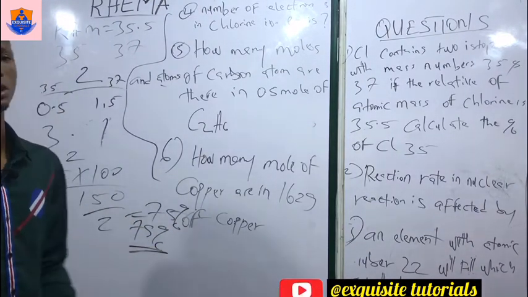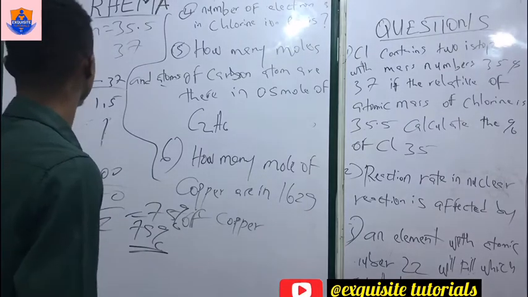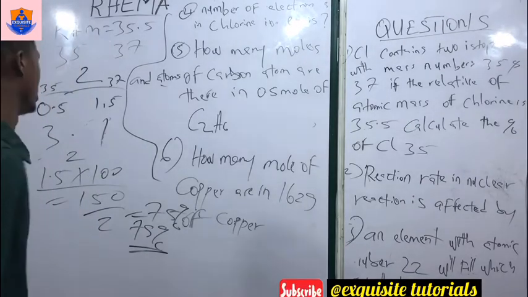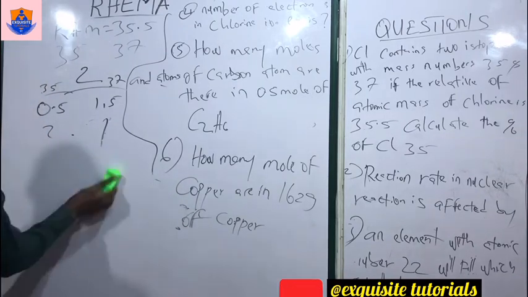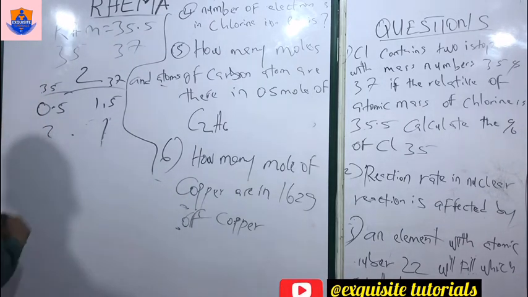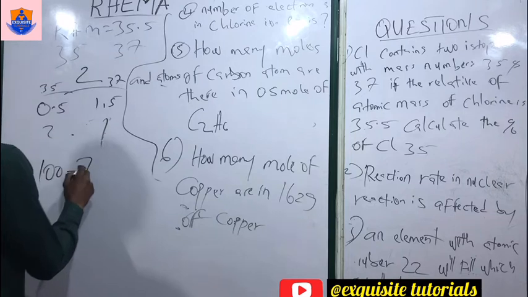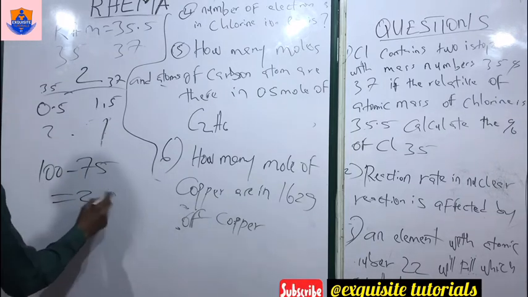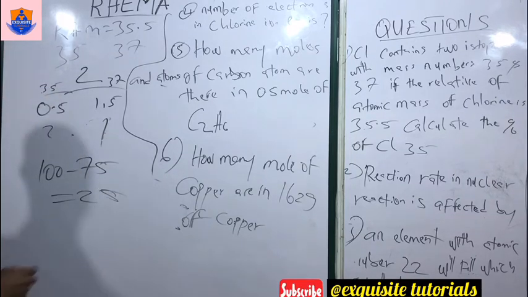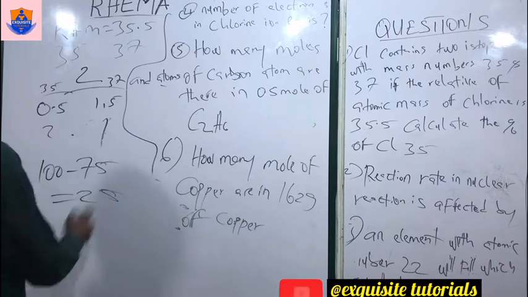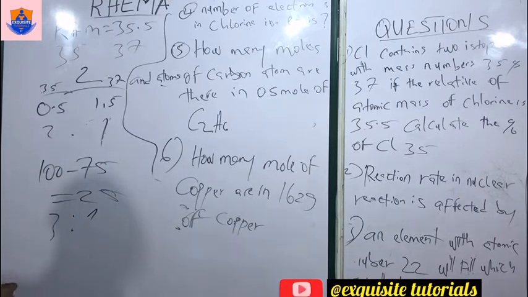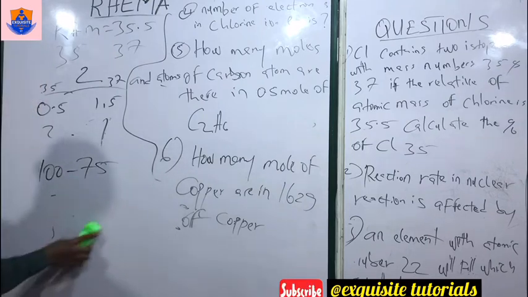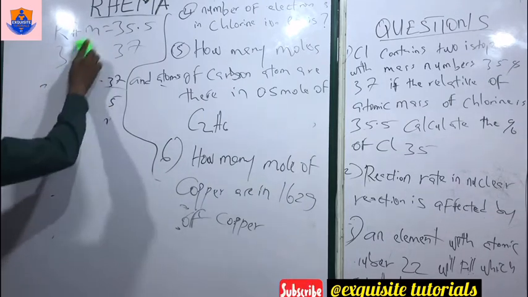Okay, now, since we already know that chlorine 35 has a percentage of 75%, and we know that the overall percentage is 100, how about we are asked to calculate the percentage of chlorine 37? Automatically, it means that the percentage of chlorine 37 is equal to 100 minus 75, which is equal to 25. And if you cross-check it, it will also give you 3:1, which means our answers are correct.